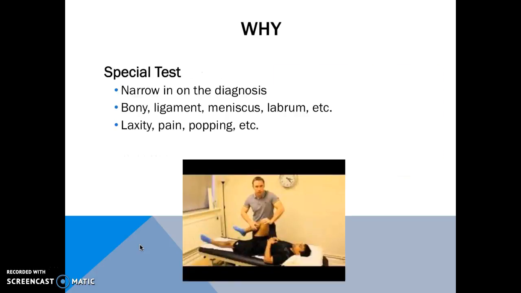The next thing I do is special tests. So I narrow in on that diagnosis. I really like special tests.